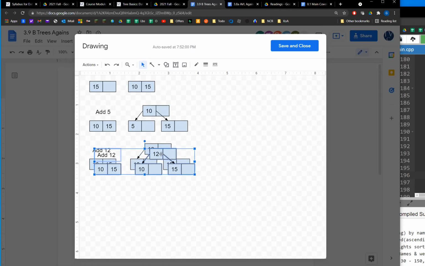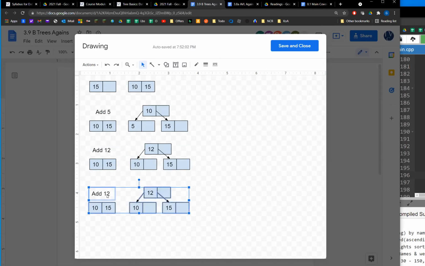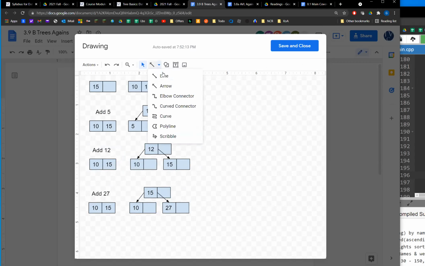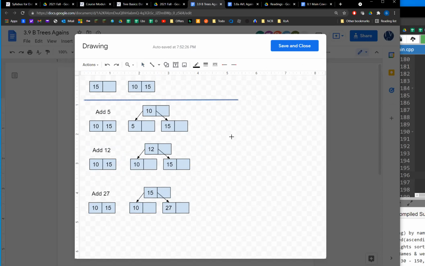In the same thing, instead we added, say, 27. 10 is the smallest value. It stays where it is. 15 is the median value, so it gets promoted. And 27 is the one that gets created into the new leaf node. All right, so 3 different additions. How are we doing with this for the moment? Somewhat making sense.